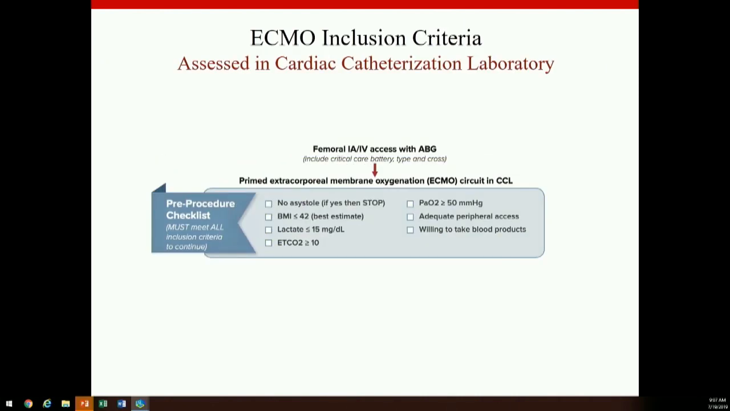When the patient arrives to the cath lab, the first thing you do is you get an ABG. We're looking for a lactate equal to or less than 15, a PO2 equal to or greater than 50. This is based on our experience, based on other centers' experience, and based on published data that help predict who will survive and who will have decent neurological outcomes. We're also looking for end-tidal tube volumes of equal or greater than 10 to show adequate perfusion.